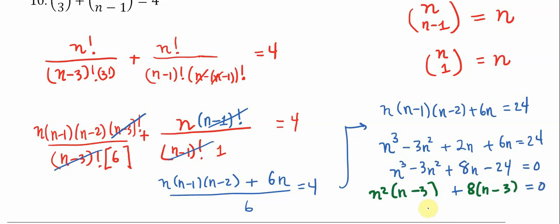Now we factor one more time. N minus 3 comes out of both groups, and we end up with n minus 3 times n squared plus 8 equal to 0. The second factor, I'm going to leave to you, but basically it doesn't give us anything real. It gives us an imaginary number. But the first factor gives us 3. So our final answer to this problem is that n is equal to 3.